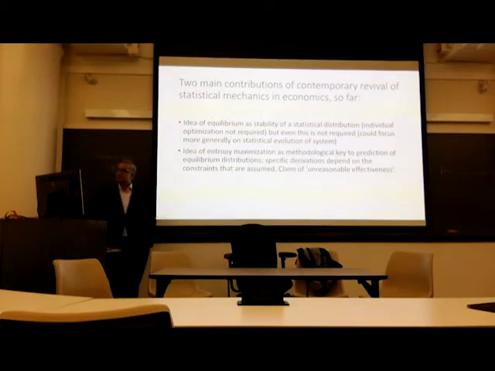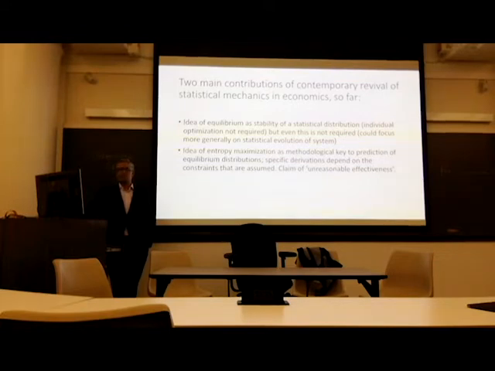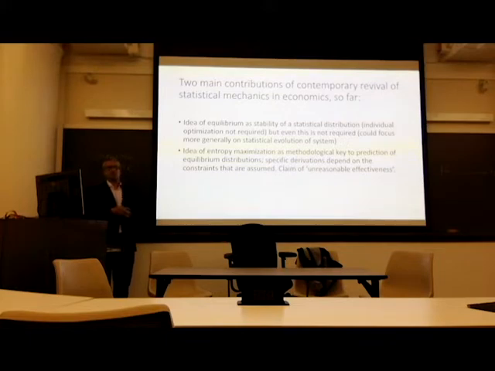Second is the idea of entropy maximization as the methodological key, as we just heard from Duncan, to prediction of equilibrium distributions. But as we also heard, the specific derivations that are made depend crucially on the specific constraints that are assumed. And I think, I'm borrowing from the famous phrase of Eugene Wigner here, that there is a claim of what might be called unreasonable effectiveness. In his famous early 1960s article, he referred to the unreasonable effectiveness of mathematics in the physical sciences. It appears that there's a claim of unreasonable effectiveness, that somehow or other, the entropy maximization principle has enormous generative power to give rise to results that correspond closely to reality, and this is a reason for us to offer respect. I'm going to question that.